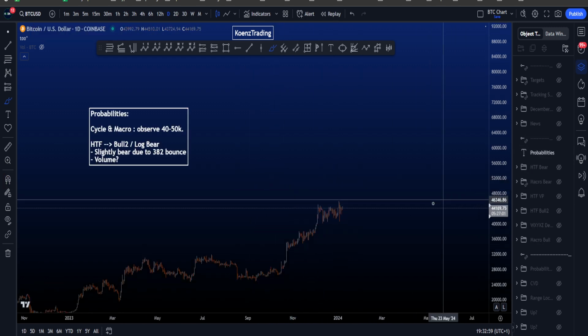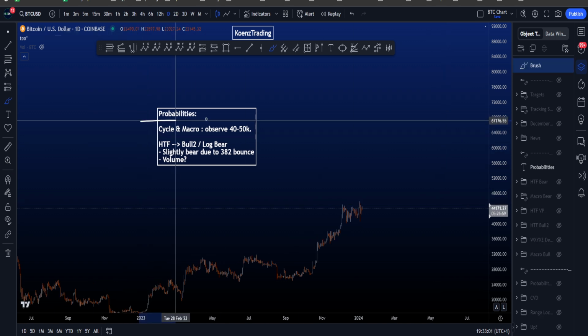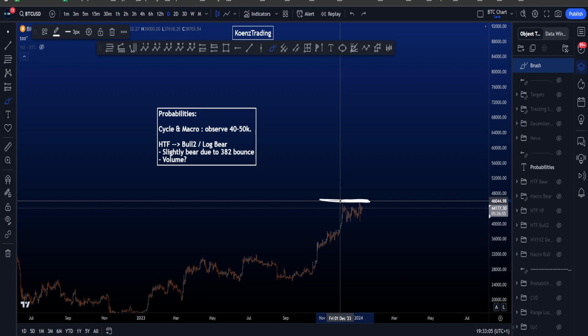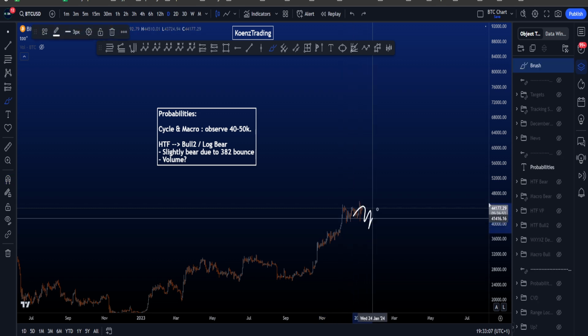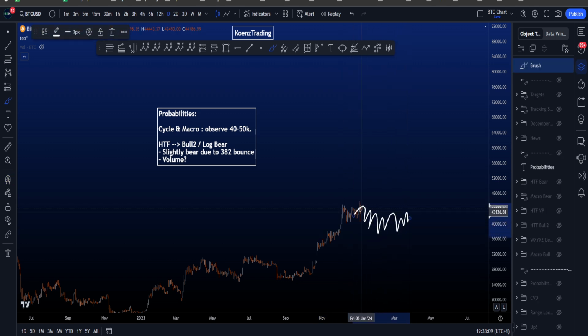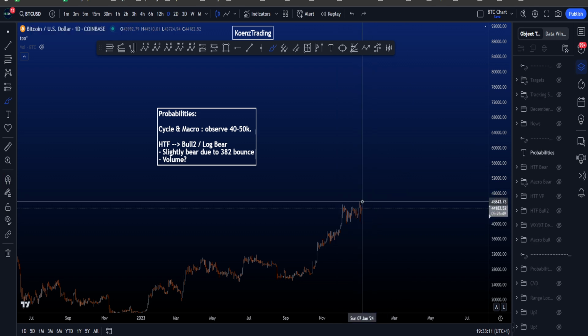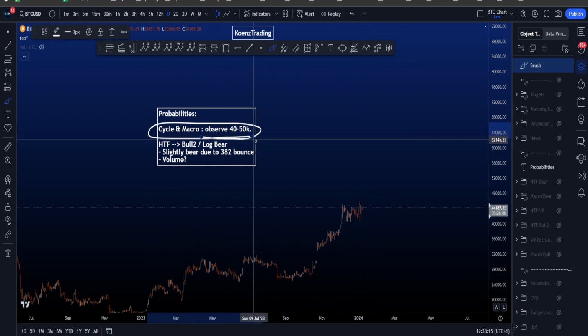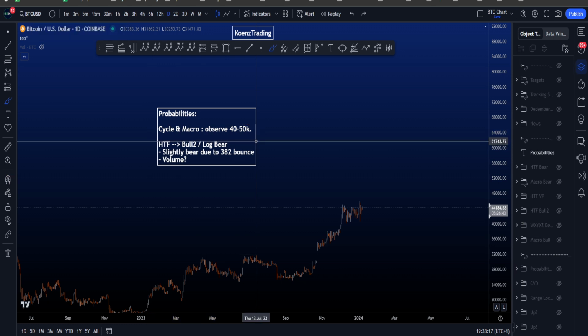So if we then look at the probability of the different scenarios, then on the cycle and the macro, we are still looking here locally as well for higher prices to come. Even if price continues ranging here for a while, that's fine, but currently locally probabilities are higher to still take this high. So we continue to observe what price does between 40 and 50k, especially if price continues to move to the upside towards that 50k area.